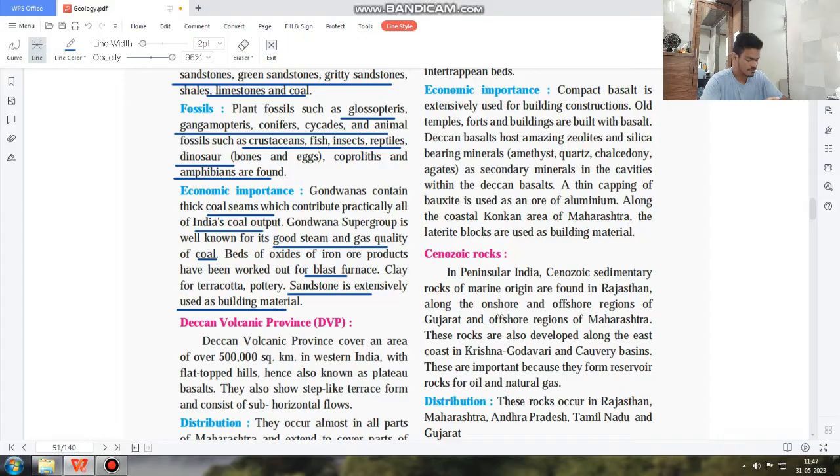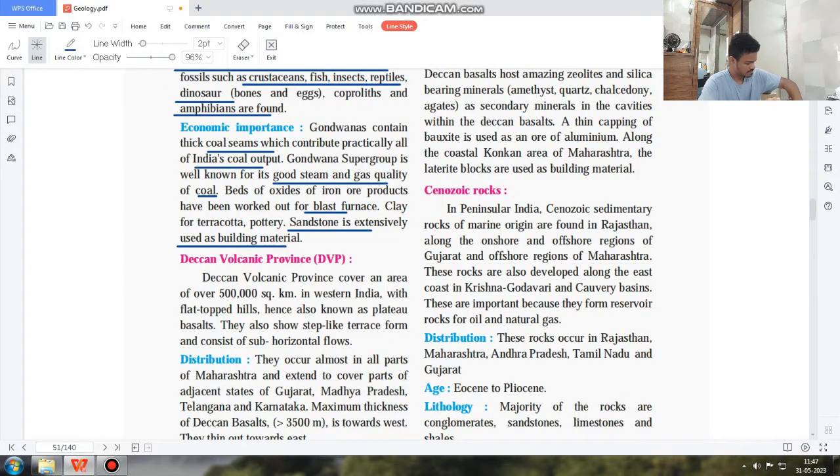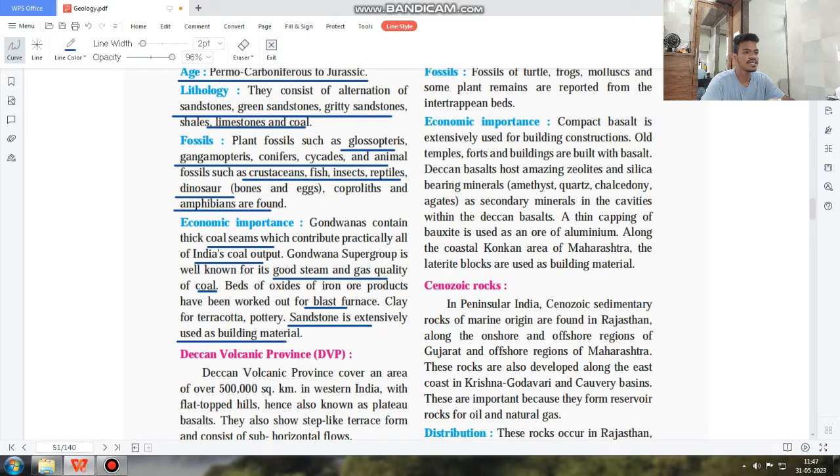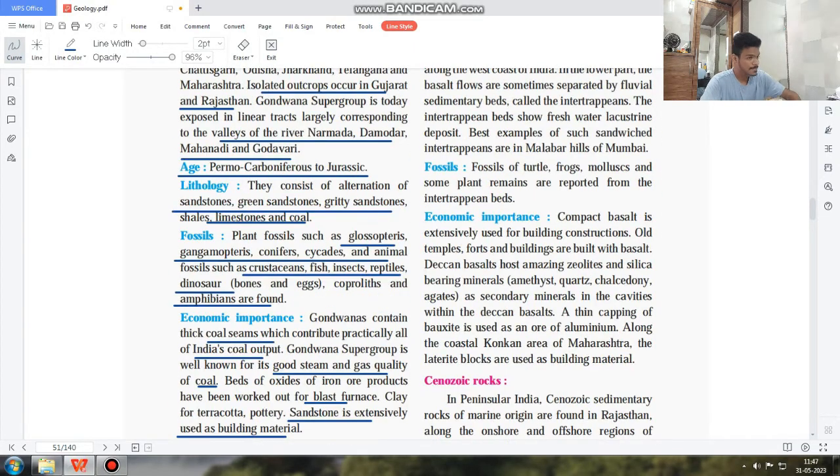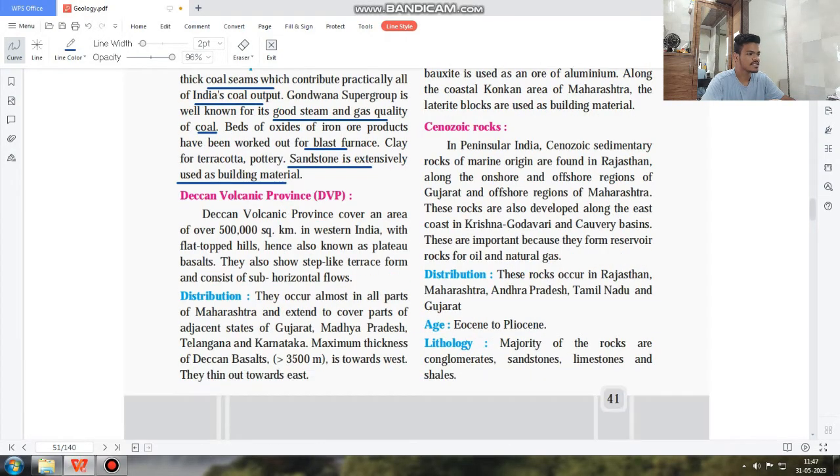Next, move on to this part, Deccan Province. Deccan Province had also been asked in 2022, but only economic importance had been asked, for 2 marks or 3 marks, I don't remember. Only this had been asked, economic importance.